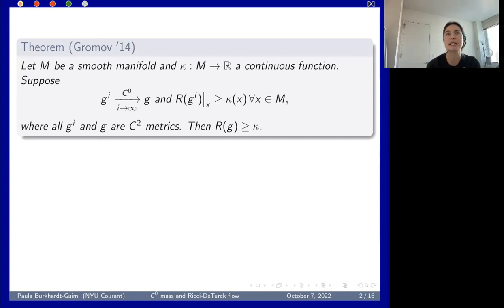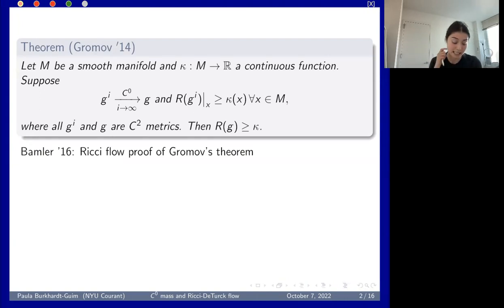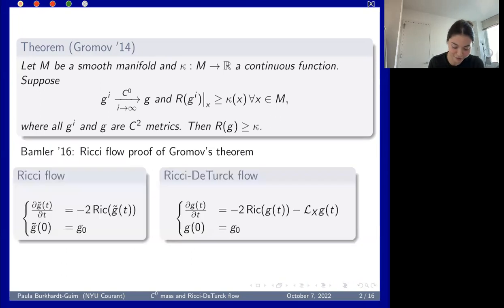Somewhat more recently, there has been some interest in using Ricci flow to study these types of problems. For example, in 2016, Bamler came up with an alternative proof of this theorem of Gromov using the Ricci flow. I will talk a little more about how this proof of Bamler works in a moment, but let me first remind you what the Ricci flow is. Then I will also talk about the Ricci-DeTurck flow.